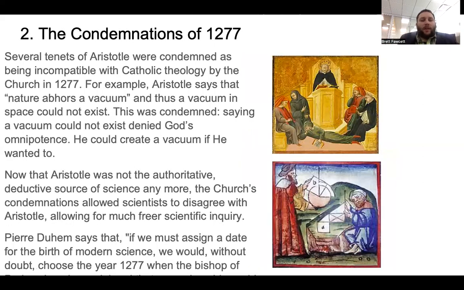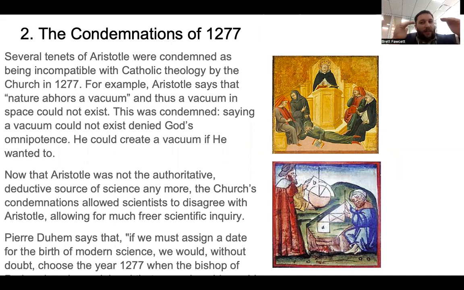Now, in 1277, the Bishop of Paris, the church in Paris, condemns several propositions of Aristotle as being heretical. They're incompatible with Catholic theology. One example is that Aristotle said that nature abhors a vacuum, so vacuums in nature are impossible. This is condemned. That limits God's omnipotence. If God wants to create a vacuum, he can. Now, remember, Aristotle is the authority of science.